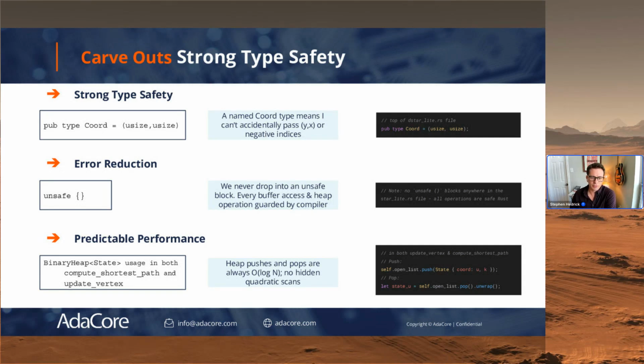And the third here is predictable performance. Heap pushes and pops are always O(log n), which means no hidden quadratic scans. And so our worst case runtime is clear, bounded, and testable, which allows us to move fast and be confident in what we're doing here.